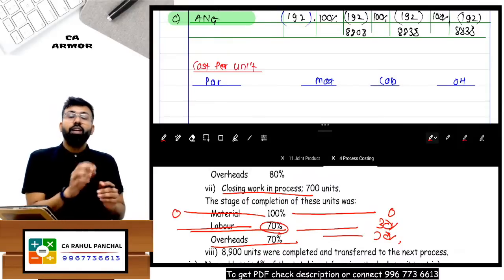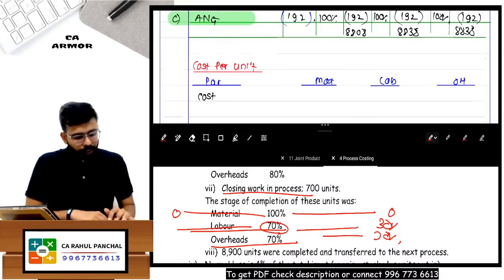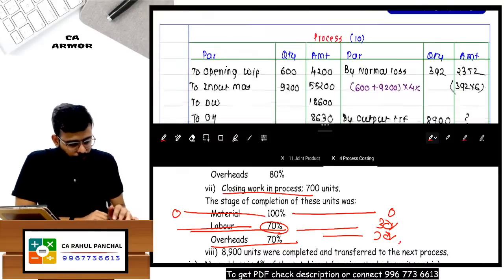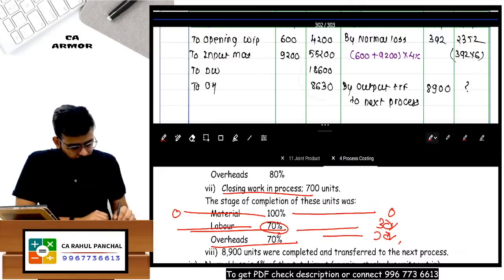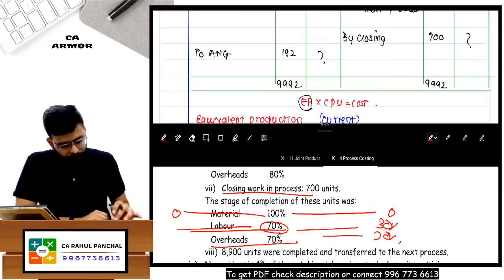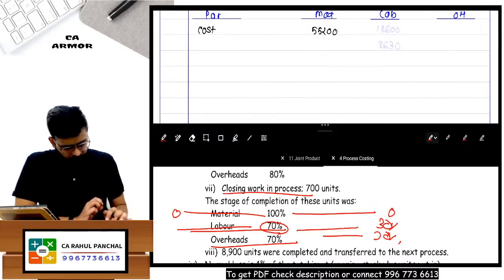First you will write the cost incurred during the current period, because it is the FIFO method. These three costs you will write down from the process account debit side, whatever three costs are appearing, one by one. For material it is this much, for labor it is this much, for overheads it is this much.